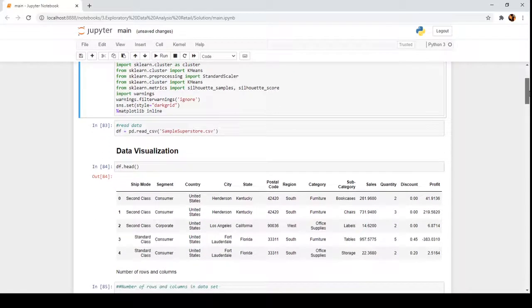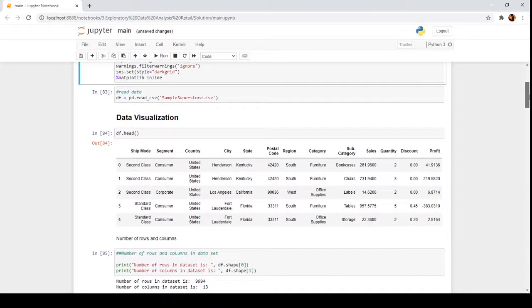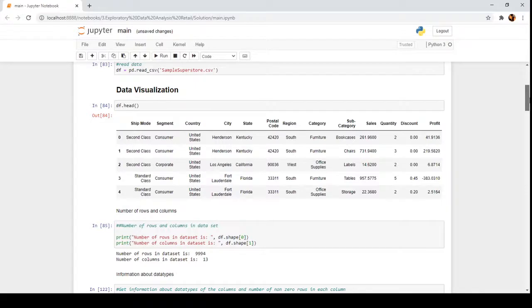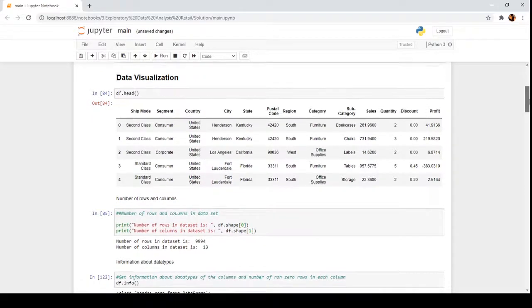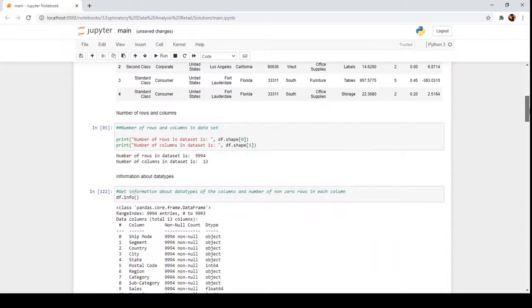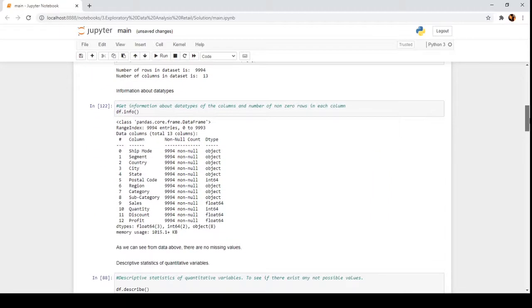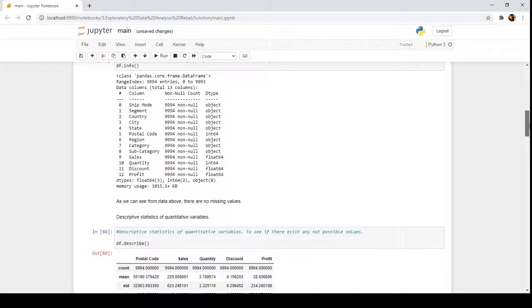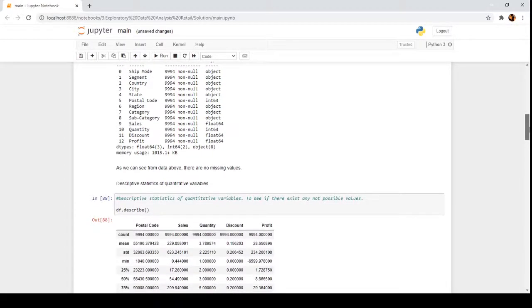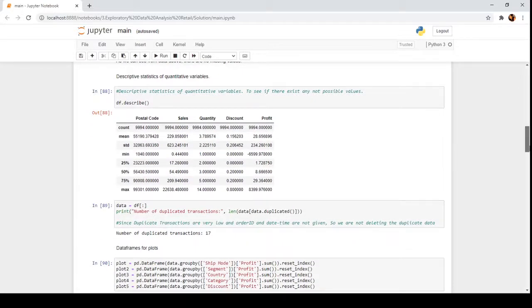Here you can see I have imported data from the Sample Superstore CSV file, and here data visualization is done. I am displaying the first 5 rows of the data, and you can see the number of rows and columns and information about the data types. Now we have all the information about the data set, and as you can see there are no missing values in the data, so we have no need to worry about null values or missing values.